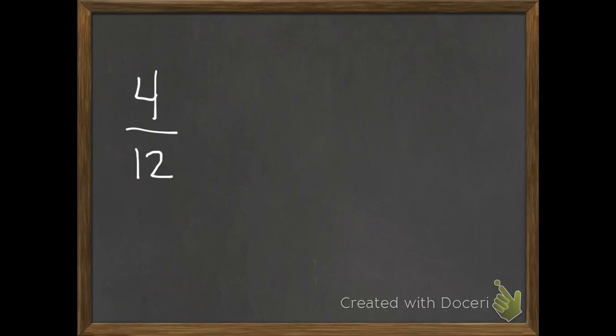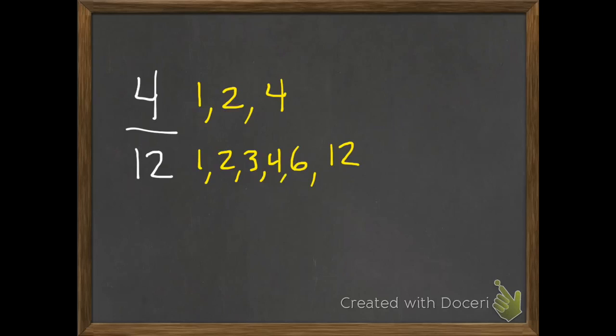So we have 4/12. Once again, we're going to find our greatest common factor. So our factors of 4 are 1 and 4, and 2 times 2. So that went pretty fast. Our factors of 12 are 1 and 12, 2 and 6, 3 and 4. So we want to find the greatest common factor. So we're going to start with the greatest number of 4, and 12 also has a 4.